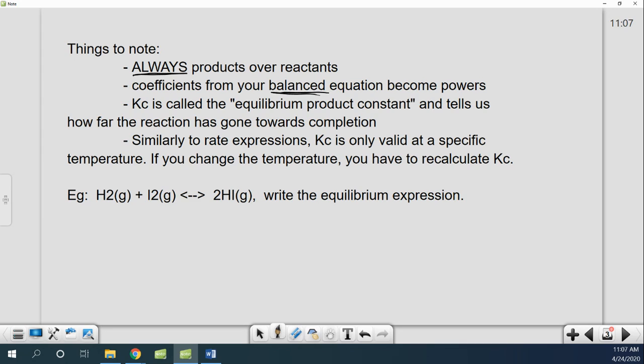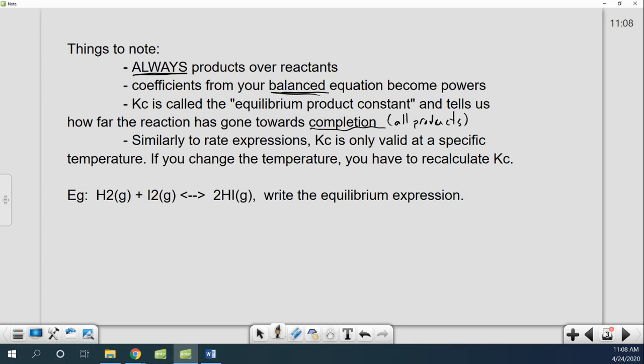And it tells us how far the reaction has gone towards completion. Completion means everything is products. So if something goes to completion, that means you've turned all of your reactant into product. Now, that happens sometimes, but with equilibrium, very unlikely. Kc tells you how close are you? What's your ratio of products to reactants? Have you gone 90% of the way? Do you have 90% products, 10% reactants? That would show up in your equilibrium product constant.